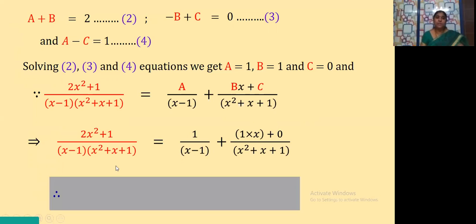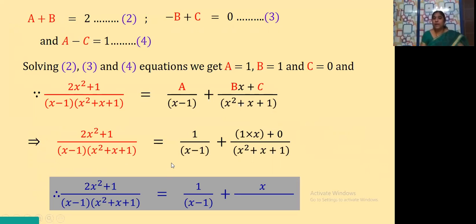So what is the answer here? (2x square plus 1) by (x minus 1) into (x square plus x plus 1) is equal to 1 by (x minus 1) plus, 1 into x is x, x plus 0 is x only, x by (x square plus x plus 1). Is it clear, children? So this is the sum we are doing now. Okay, so that means what here? This is a sum where we get the irreducible quadratic factor, which we have to write as Bx plus C in the partial fraction.